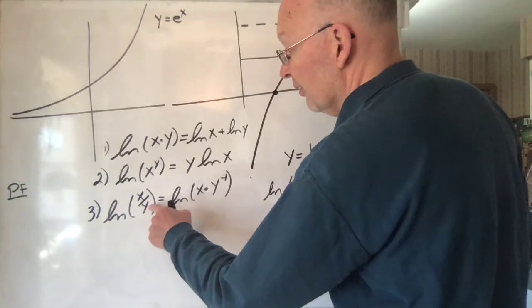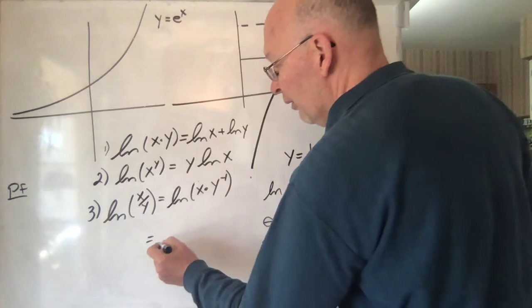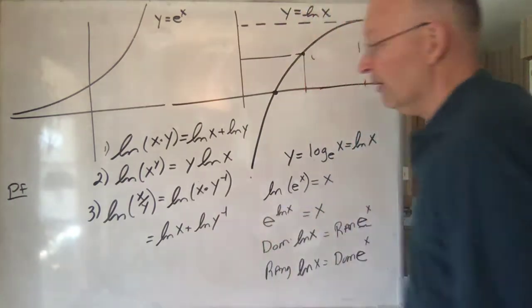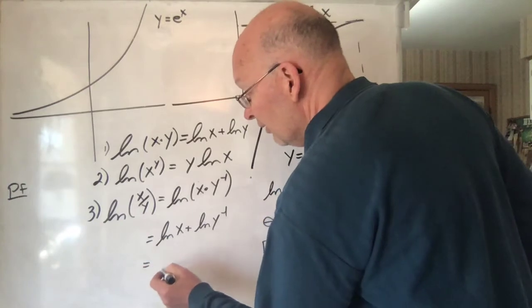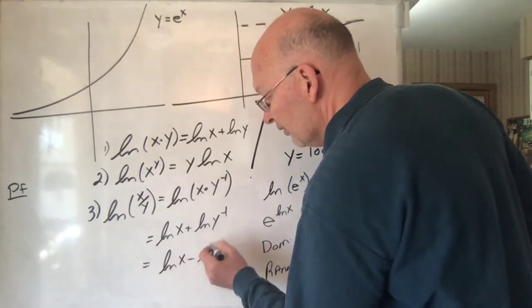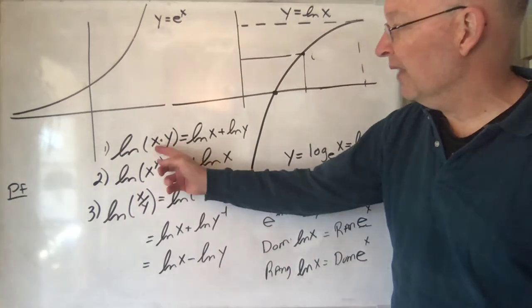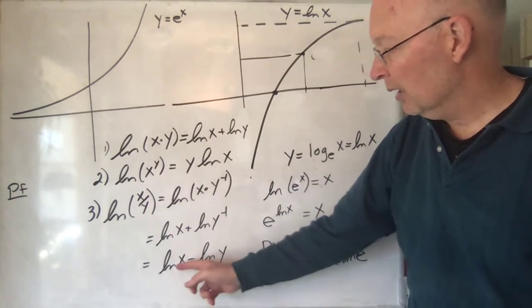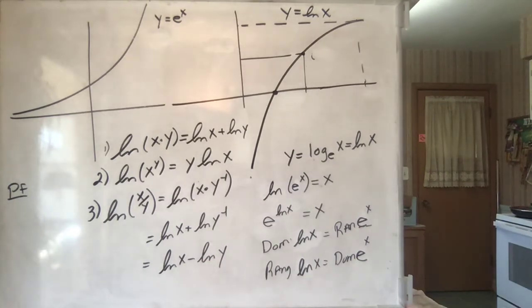And because if you bring this over the line, it's going to be the negative 1 power. And that's, according to this rule now, the ln of x plus the ln of y to the negative 1 power. And then you can use this property, bring the negative 1 power down, and you get the ln of x minus the ln of y. So if you multiply these in here, you add the logarithms. If you divide these in here, then you subtract the logarithms. So those are important properties of the logarithm right there.